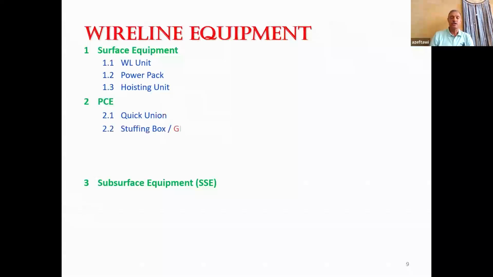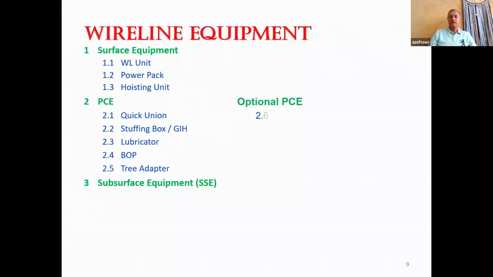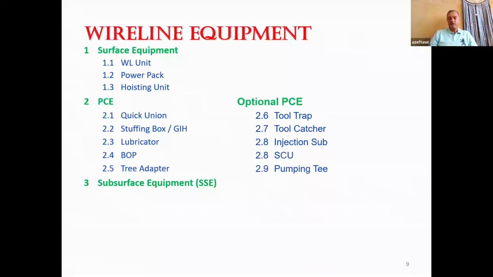Any wireline equipment consists of surface equipment, PCE, which stands for pressure control equipment, and subsurface equipment, which is downhole tools. This is where we're going to concentrate in this course. We will not talk about downhole tools. We will concentrate on the pressure control equipment, which is the quick union, stuffing box, grease injection head, lubricator, and BOP. These are the items that we need to discuss today. Downhole tools are not part of this course.